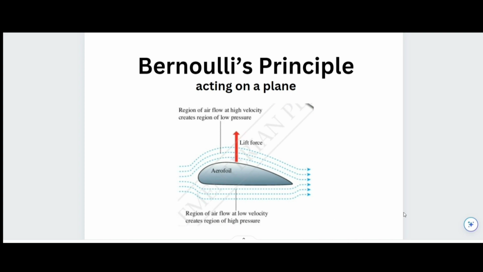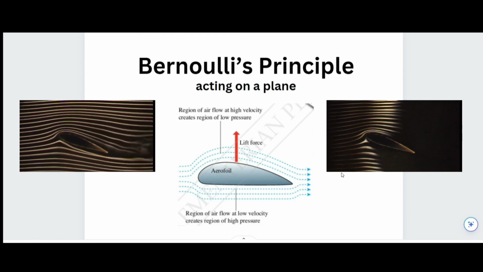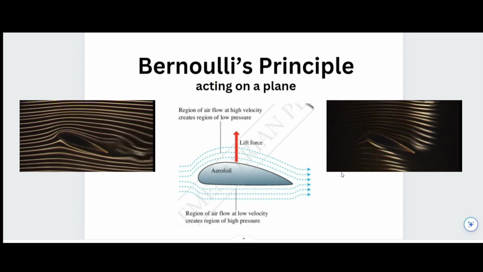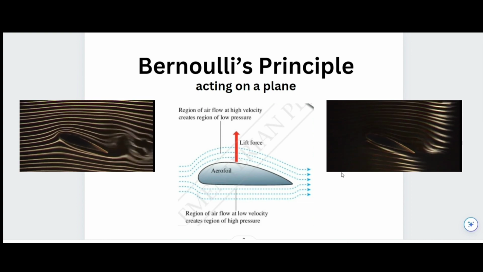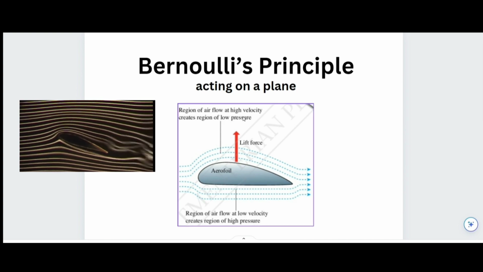Today, I'm going to explain about the Bernoulli principle acting on a plane, which results in the production of lift force by the aerofoil. The aerofoil shape of the wing of an aeroplane causes air to flow at a different speed past the top section and the bottom section. According to Bernoulli's principle, higher air velocity at the top section produces a lower pressure, while the lower air velocity at the bottom section produces a region of high pressure. This difference in pressure produces a lift force acting upwards on the aeroplane, shown in this figure.